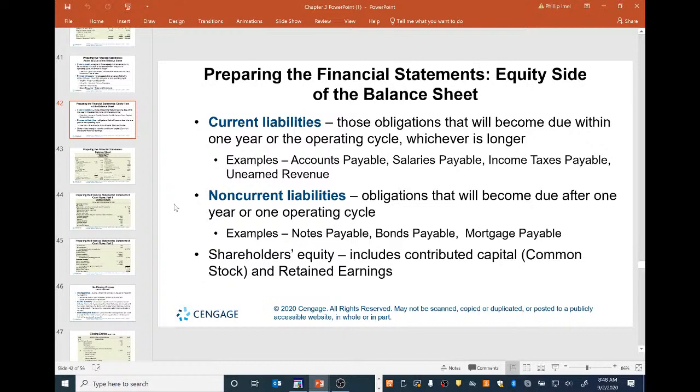So contributed capital is just where we're issuing shares of stock, or owners are putting money into the company, because the money is what? It's capital, right? So contributed capital. And obviously, retained earnings, we know is where net income or net loss is closed to retained earnings, okay?